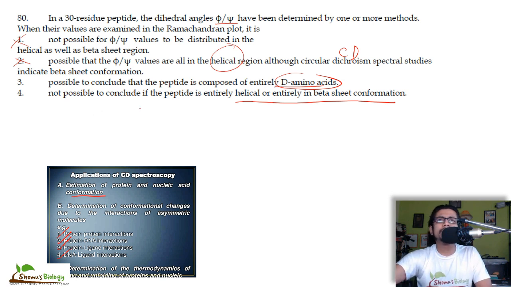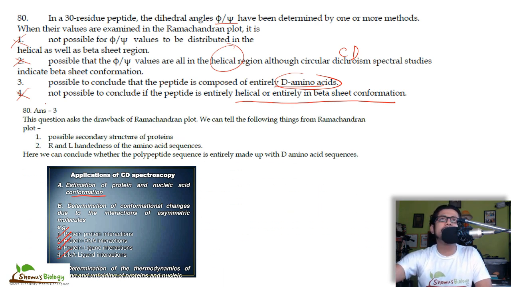And the fourth one: not possible to conclude if the peptide is entirely helical or entirely beta sheet. That is also wrong, because that is exactly the job of the Ramachandran plot. So the Ramachandran plot can do that quite well. So the only possible option here is 3.